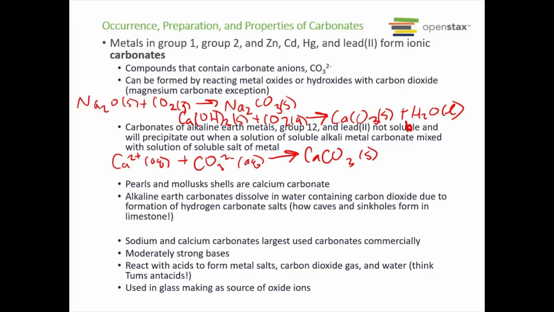The alkaline earth carbonates dissolve in water when that water has carbon dioxide in it, and this ends up forming hydrogen carbonate salts, and this is how caves and sinkholes form in limestone.